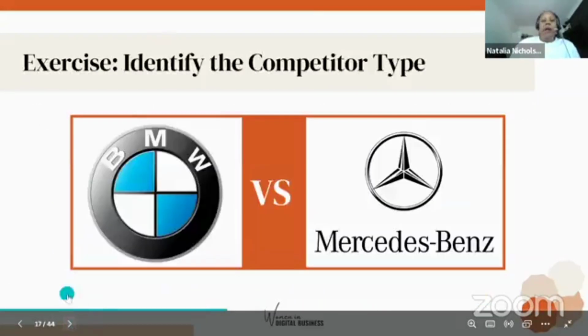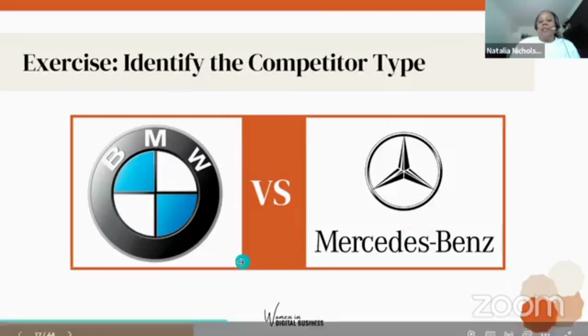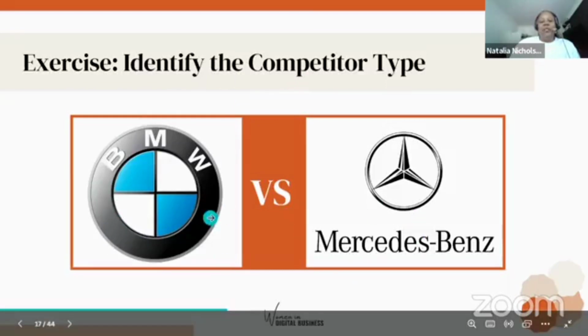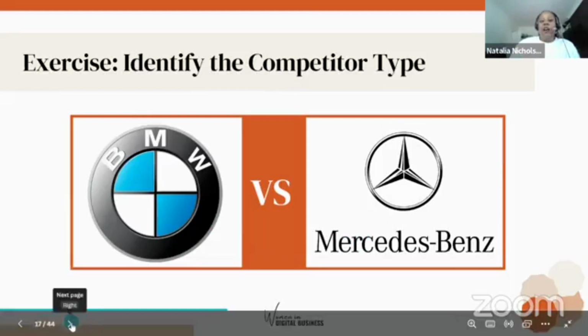Make sense? So one of the exercises I want you to do is just identify these competitor types. Is this direct or indirect? This is a really obvious one. But obviously, this is direct competition. BMW and Mercedes, they're both car manufacturers. That's what they do. This is their direct competition.